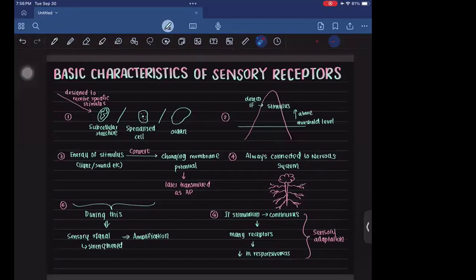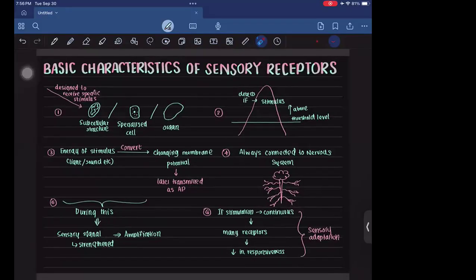So what is the first one? Once again, it can be a subcellular structure, a specialized cell, or an organ designed to receive a specific stimulus.